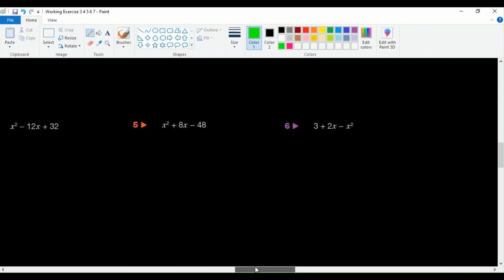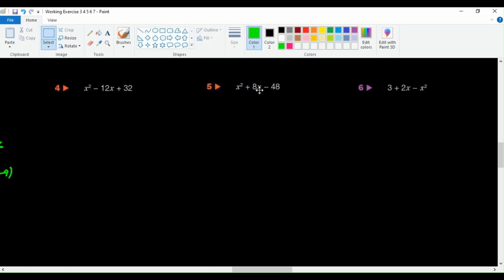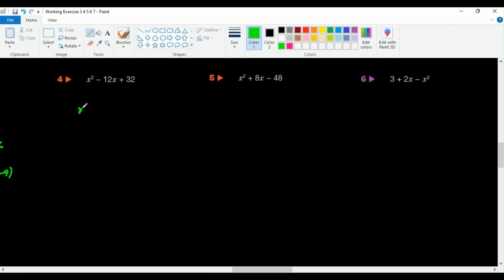Moving on to the next question. It is going to be something like this. I'll get a little space to work with. I will write x square and plus 32 like this. For the next question, x square and minus 48 like this. And for question number 6, I need to figure this out, and I will write minus x square first, and then I will write plus 2x, and plus 3 comes last.